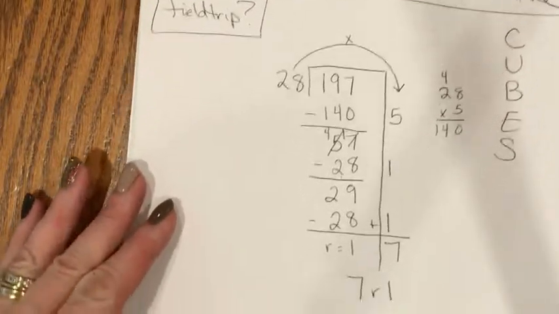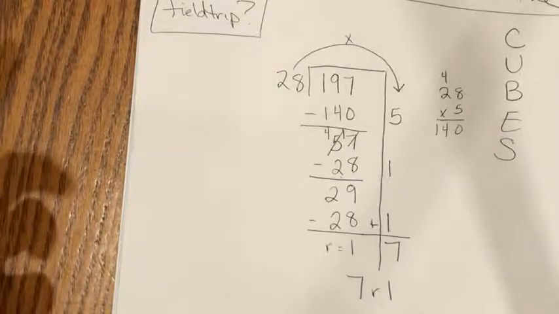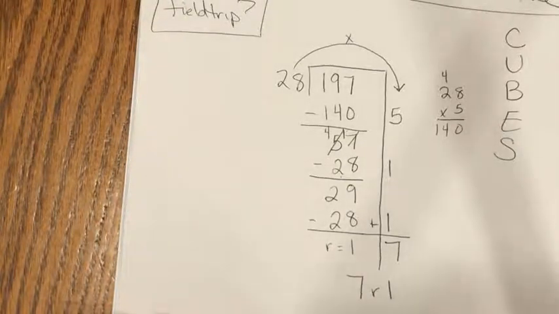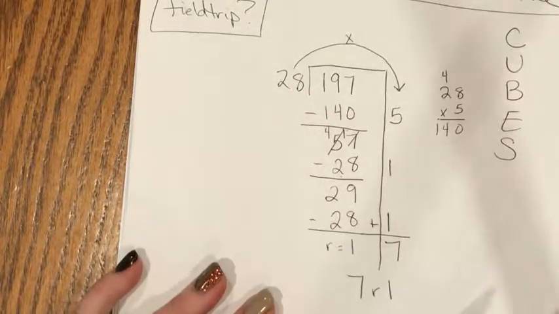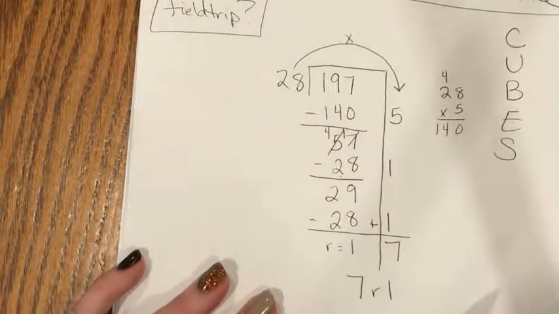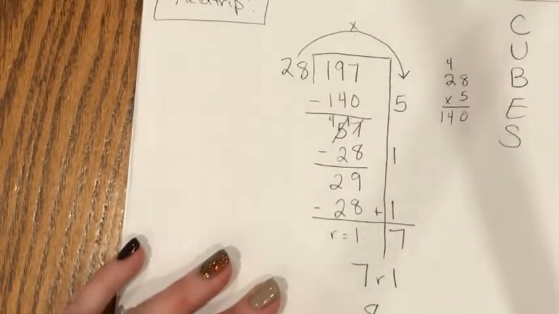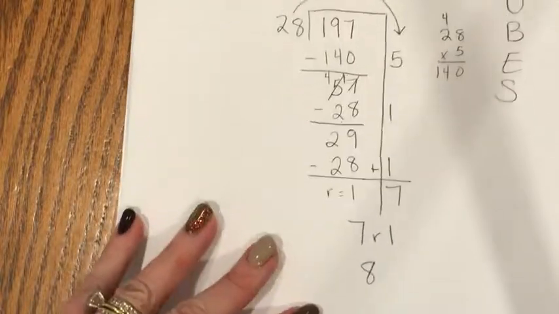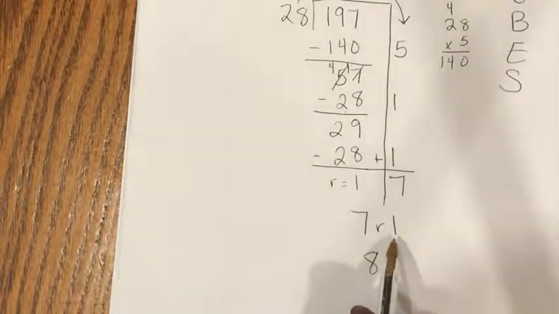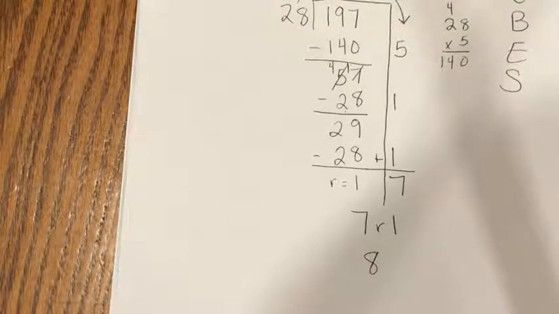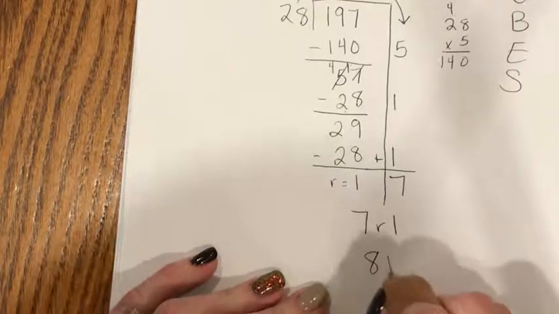So therefore, we're going to get another bus so that this person gets to go on the field trip with us. So while the answer may be 7 remainder 1 here, the answer to our question of how many buses are needed for the field trip is going to be 8. We are going to need 8 buses for that field trip. Because if we don't have that 8th bus, that one little person here is not going to be able to go. We're going to have a very sad 5th grader. So we will need 8 buses for the field trip.